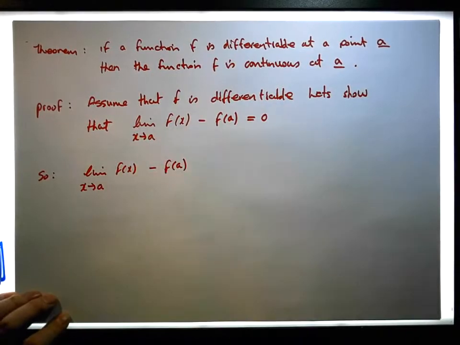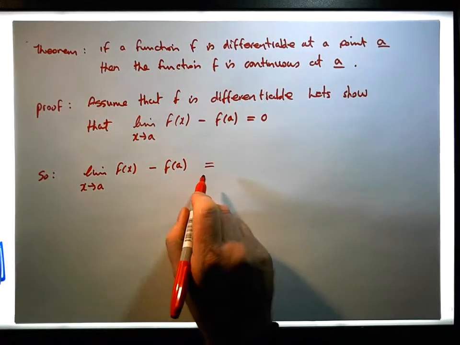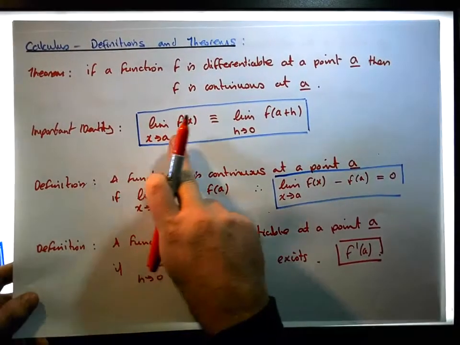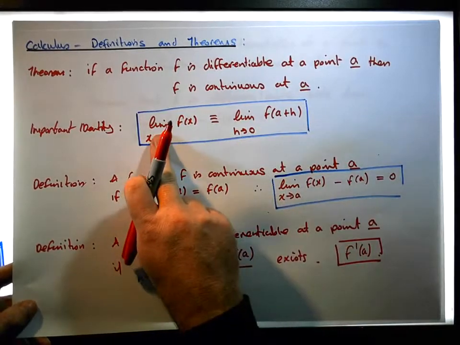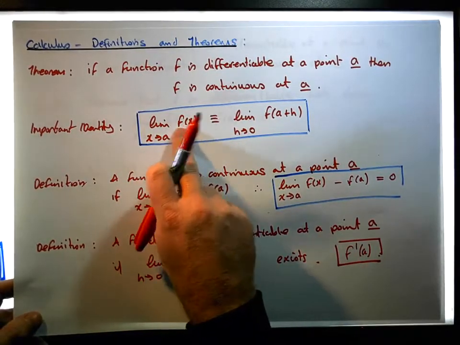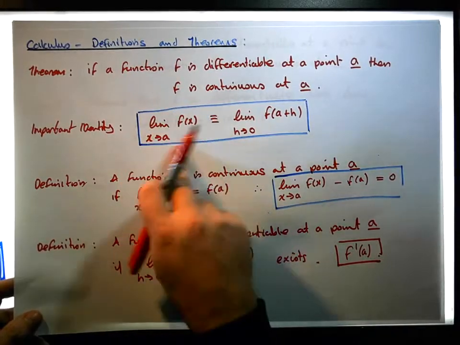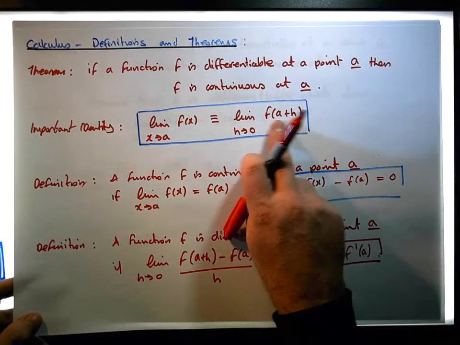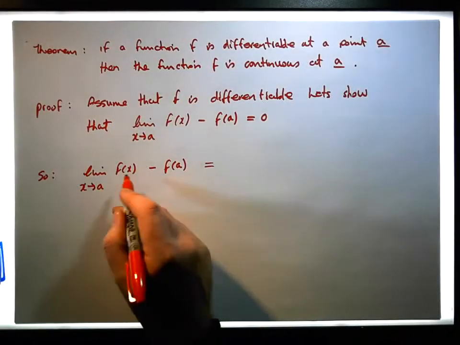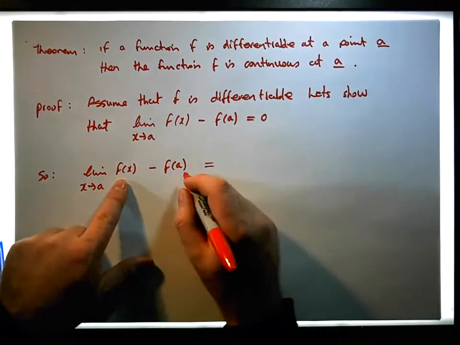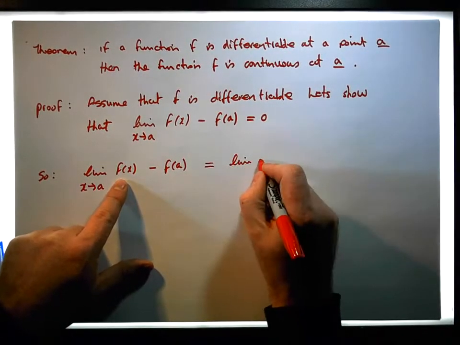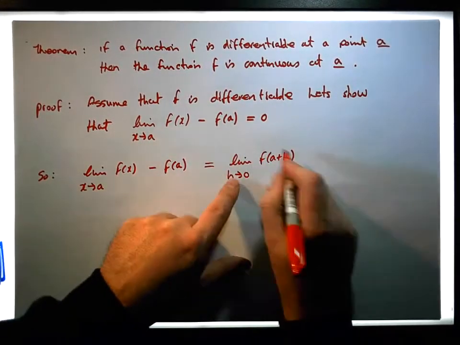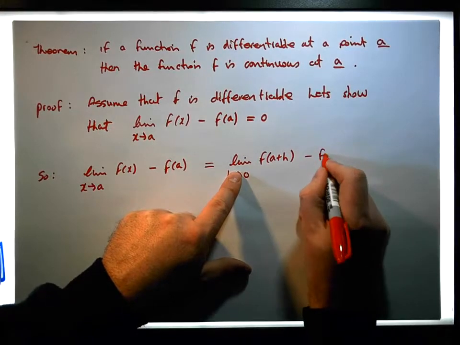We need to evaluate this and show that it's equal to 0. We know that we can change the limit of f of x as x tends to a, from this particular identity, because these two things are the same. If this limit exists, then when h tends to 0 we end up with f of a. So this piece here is the same as the limit of f of a plus h as h tends to 0, minus f of a.